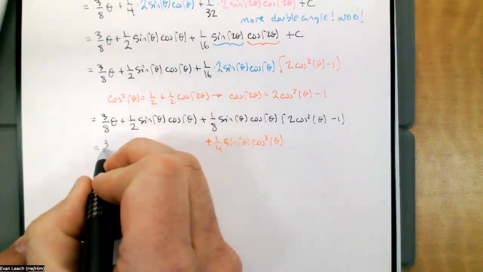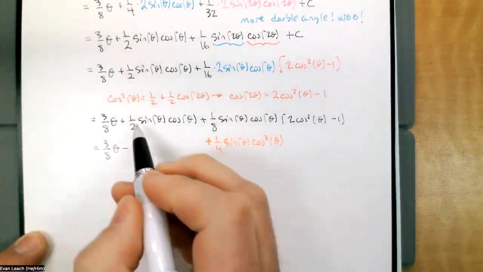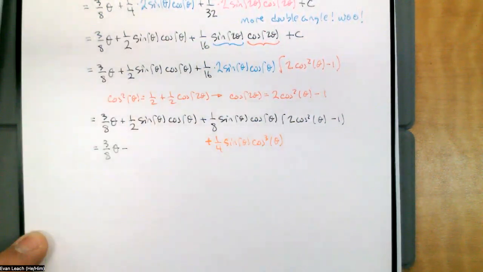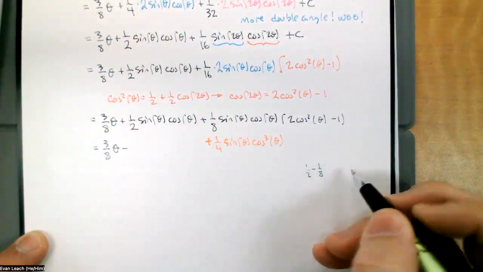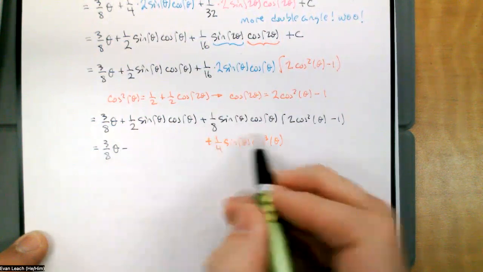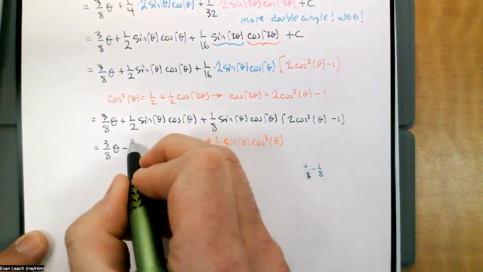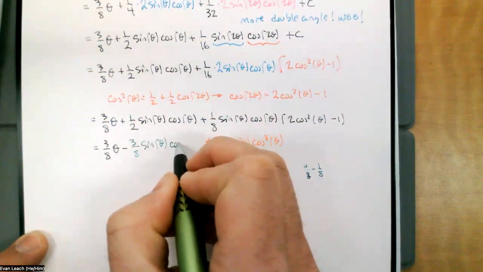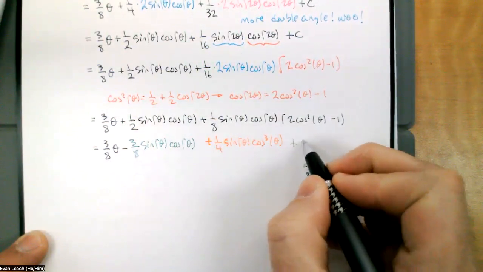This will still be 3/8 theta. And I have this half sine theta cosine theta minus a 1/8 sine theta cosine theta. So a 1/2 minus 1/8, so 4/8 minus 1/8 is 3/8. And then all this is an integral, so plus c.